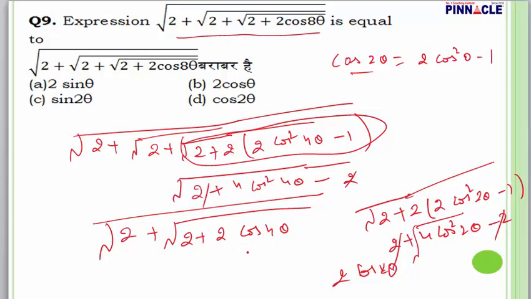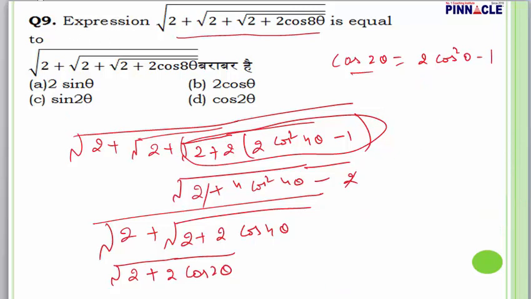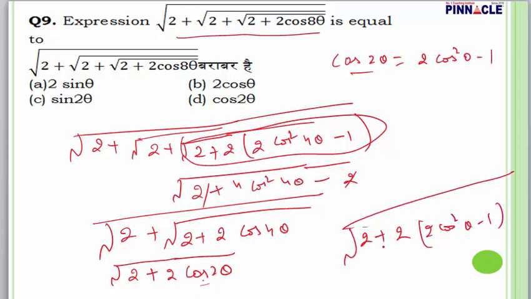Now that's why I was asking you to directly write 2 cos 2 theta. Now this would be equal to, here you write root 2, then 2 cos 2 theta. Again you follow the same process here. In place of this you write 2 plus 2 cos 2 theta. In place of cos 2 theta, you write directly 2 cos square theta minus 1, and that would be equal to 2 plus 4 cos square theta minus 2. You can cancel this, and root of 4 cos square theta would be 2 cos theta.